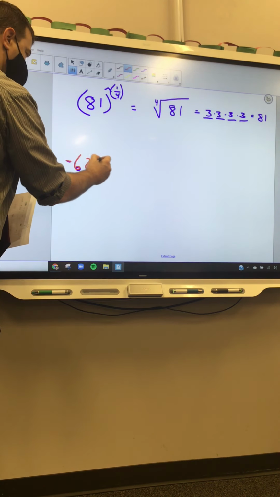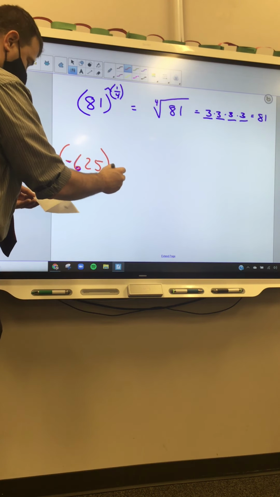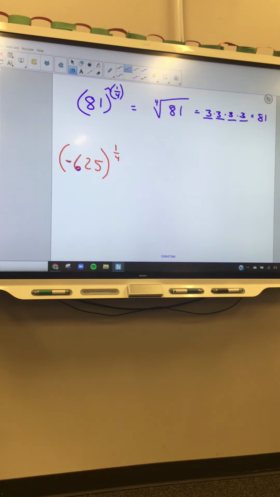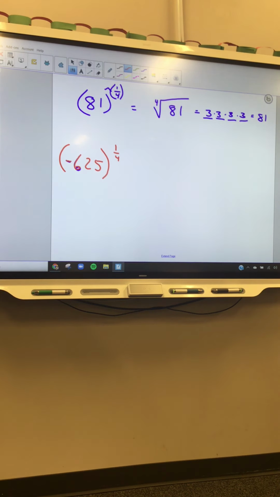And then try one more. Negative 625 raised to the 1/4 power. What's another way to write that? How do you put it into the fraction? How do you write a fraction? Just 1 divided by 4, as long as it's in parentheses. Okay. What's another way to write negative 625 raised to the 1/4 power?